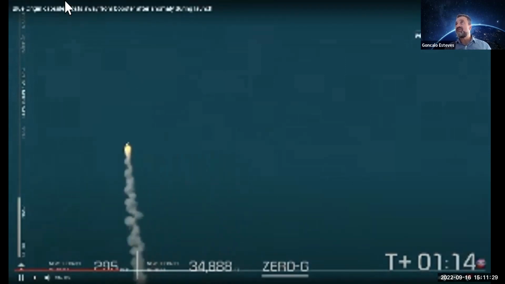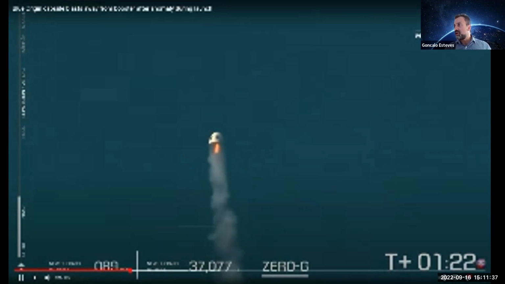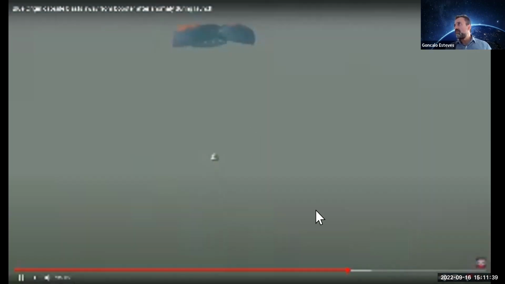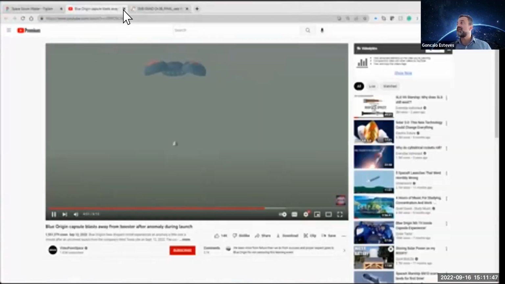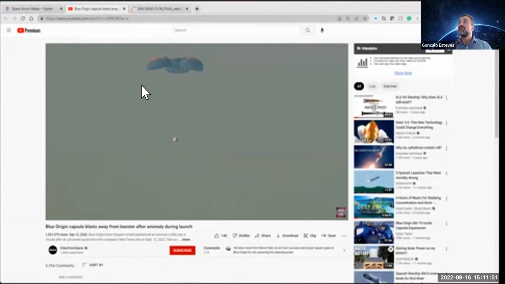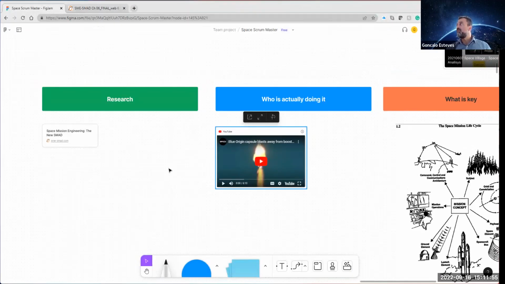But the very interesting thing is that the capsule has blasted away, all emergency systems starting to work, and it later on lands. Okay, it would have been a bump, a really big bump, but that's not the case. So good job, fantastic job in there, because that's how, if you think about SpaceX, it did the same thing in order to qualify for human space flight.